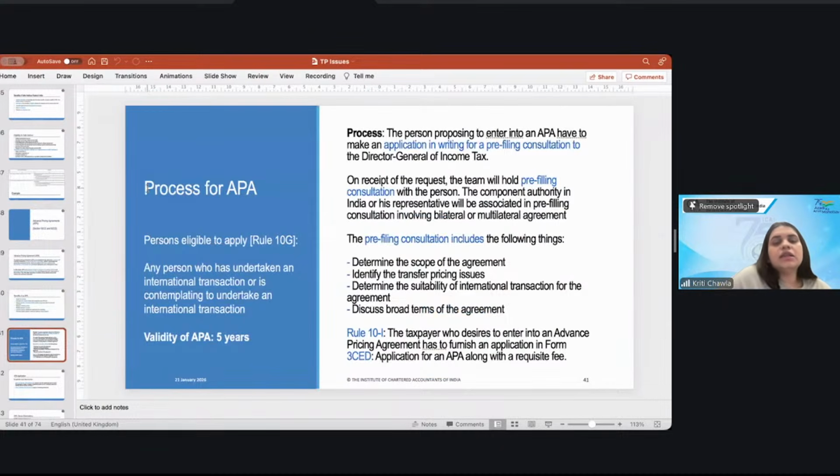Now, the next thing is the process for APA. How do you really apply for APA? And this is provided in Rule 10G.